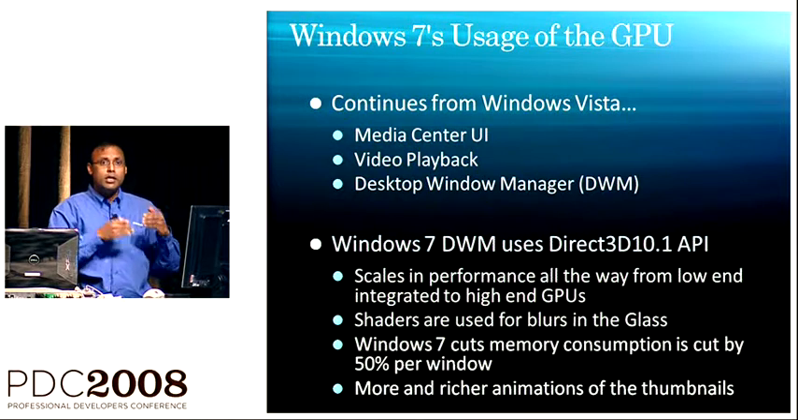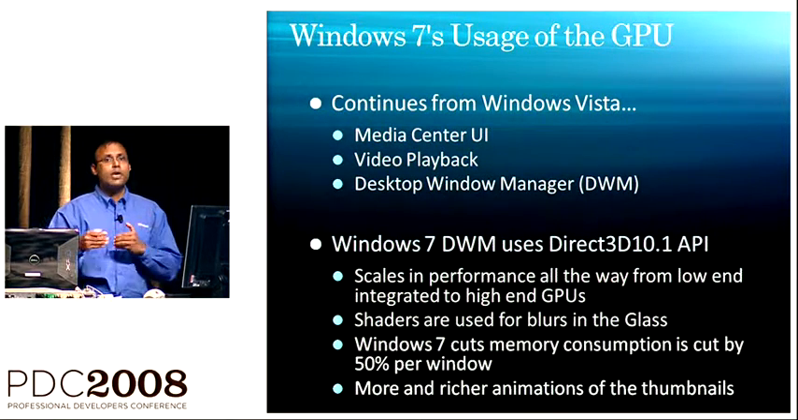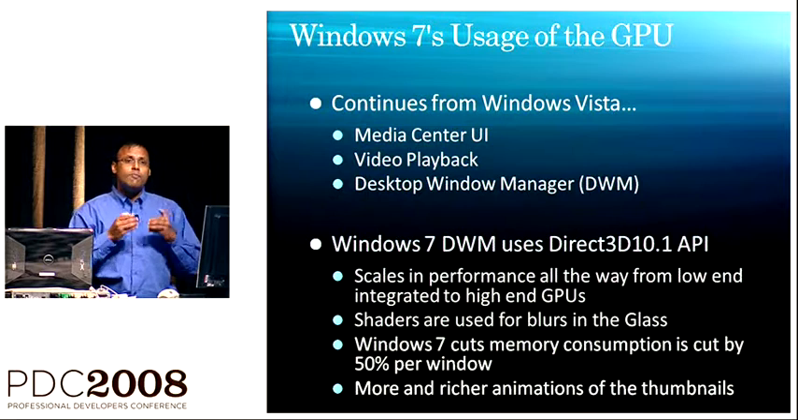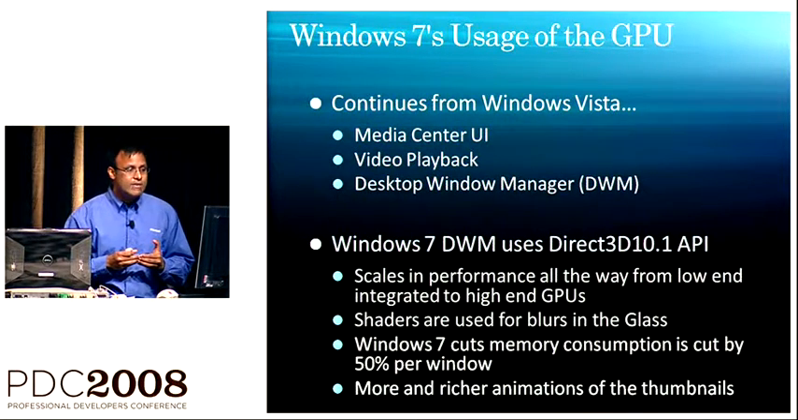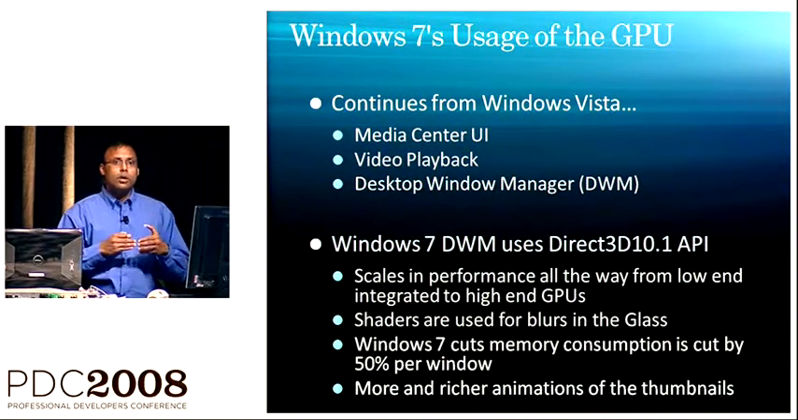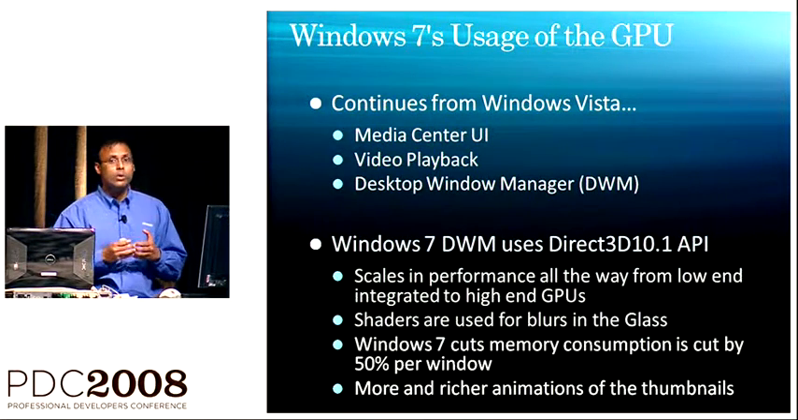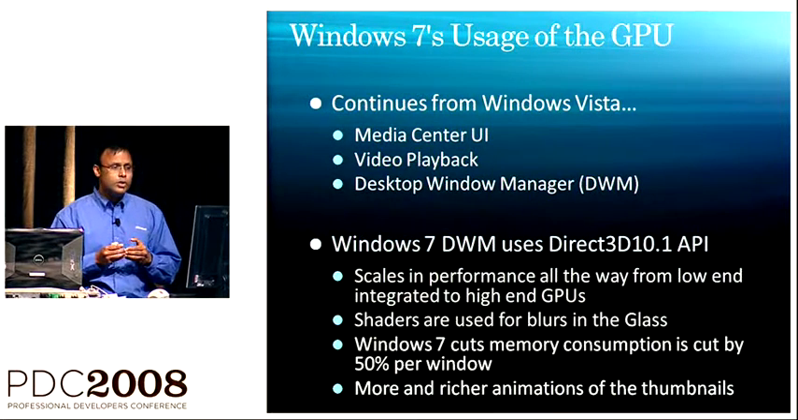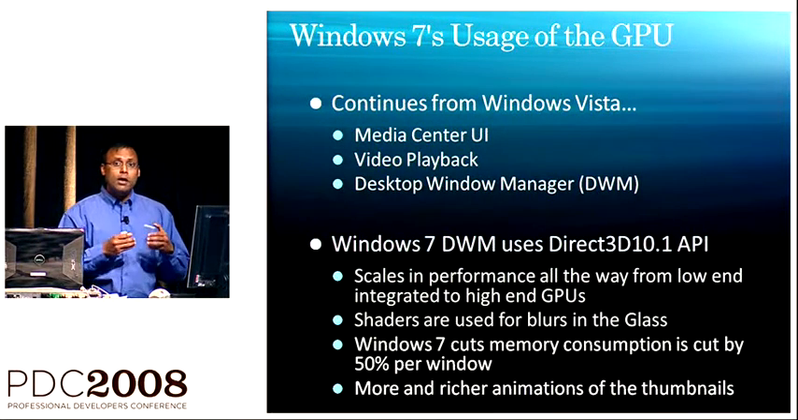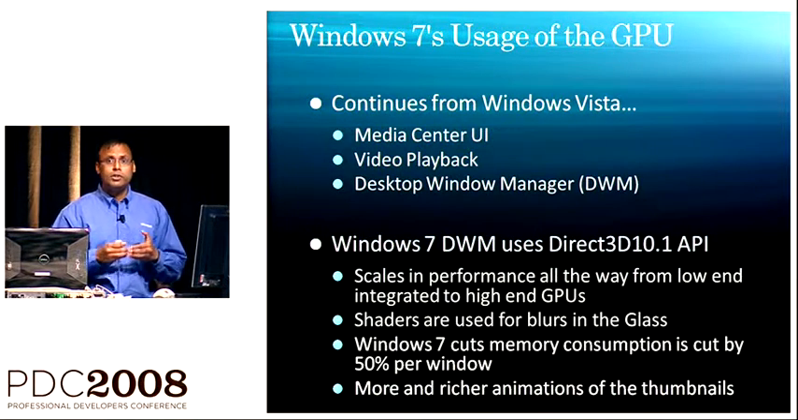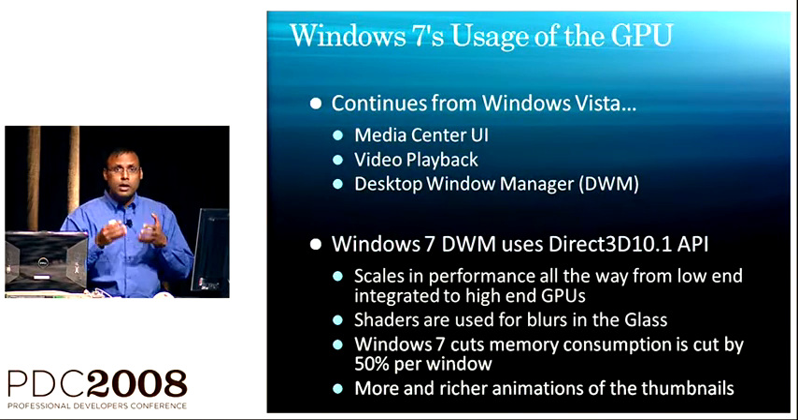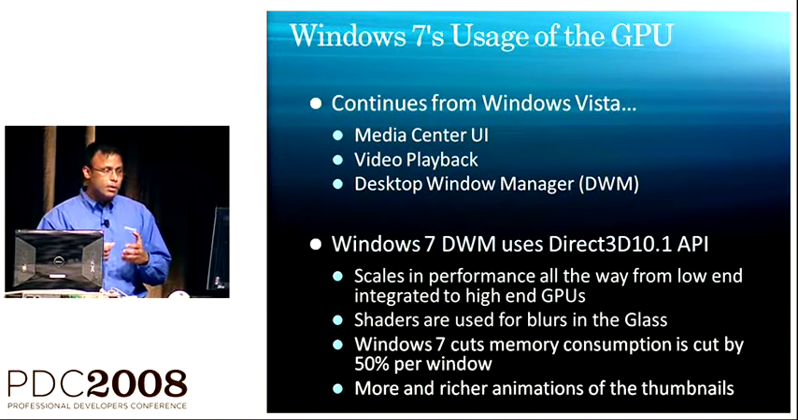So we, in fact, make the DWM, the window manager, work in far more cases in Windows 7 than it did in Vista. In Vista, if you remember, there were many cases where it would shut down. One of the important things that we did in Windows 7 is we actually cut down by a huge amount, by 50% per window, the total amount of system memory that each window is using in the window manager. We make much more extensive usage of the shaders, which is basically code executing on the GPU, to implement our glass. So that gives us much more customizable glass.